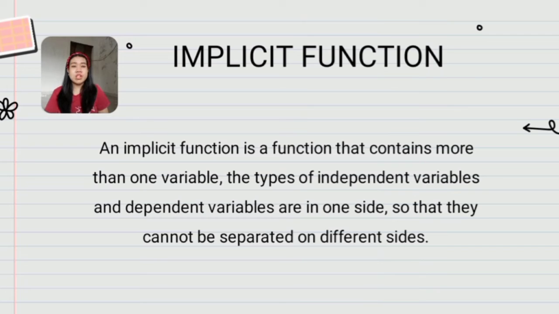So here I will explain about implicit function. An implicit function is a function that contains more than one variable, where the independent variables and dependent variables are on one side, so that they cannot be separated onto different sides.